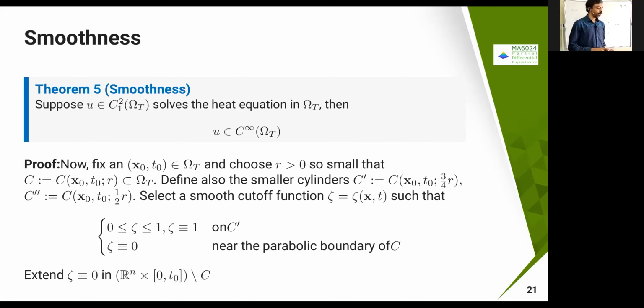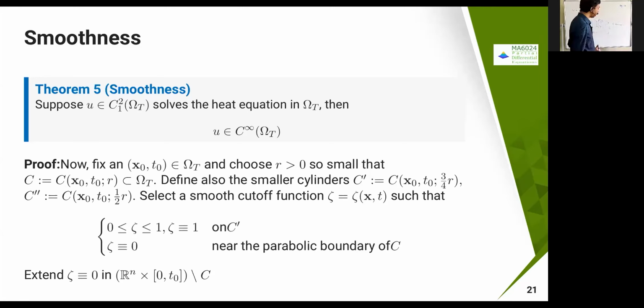So you choose your theta in such a way that 0 is less than theta less than 1, and theta equal to 1 on C dash completely. And theta is equal to 0 near the parabolic boundary of C. Near that parabolic boundary of C, you take theta completely 0.